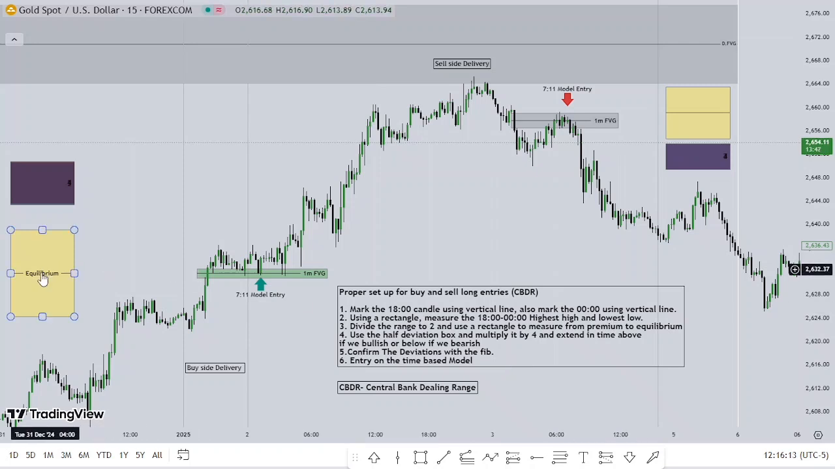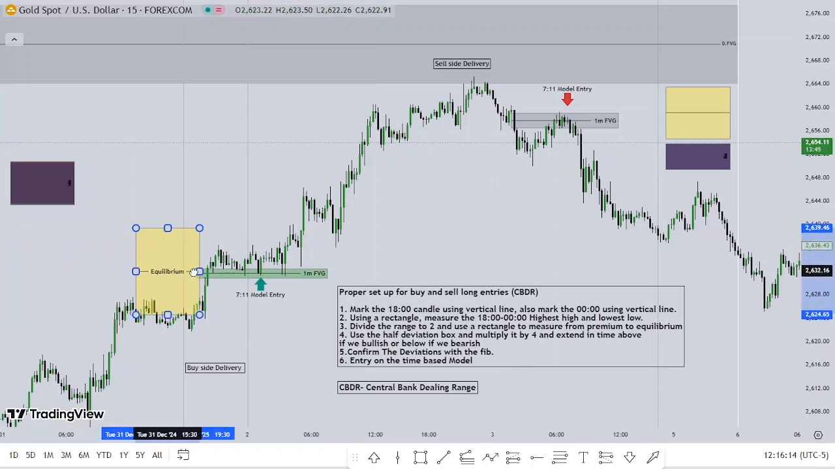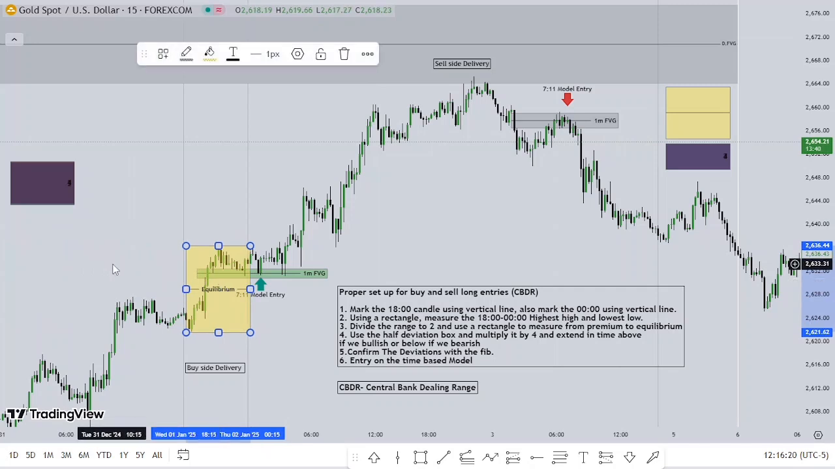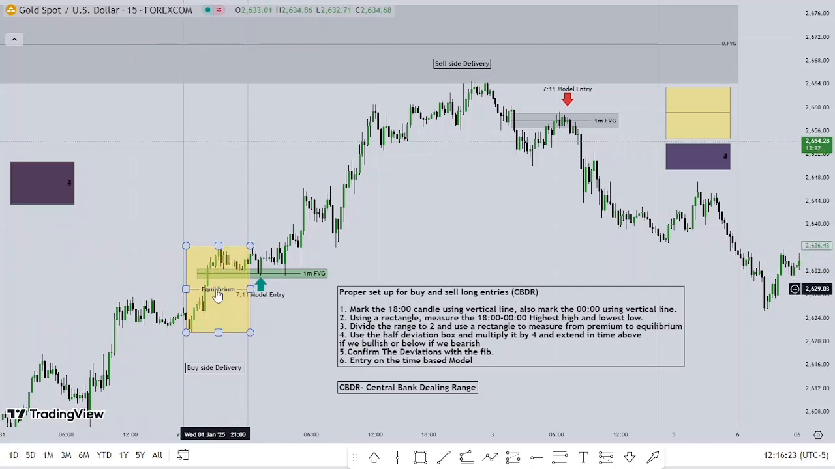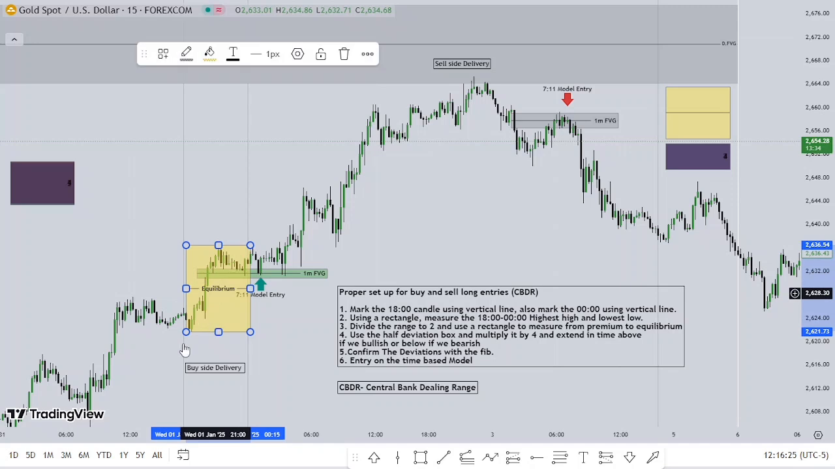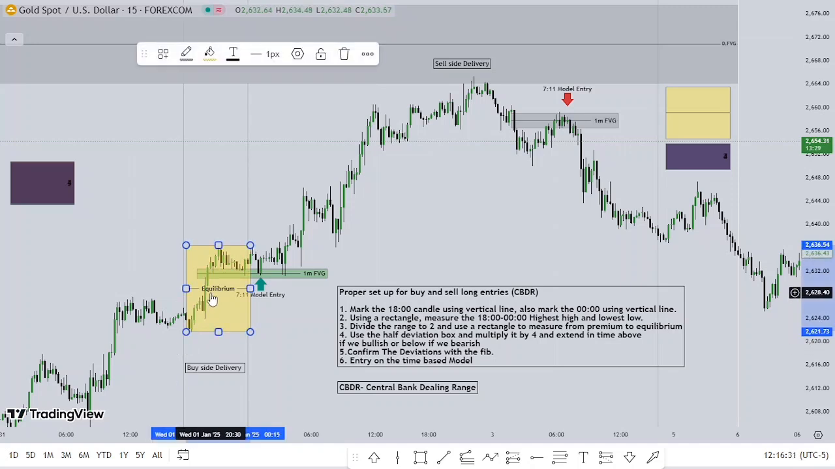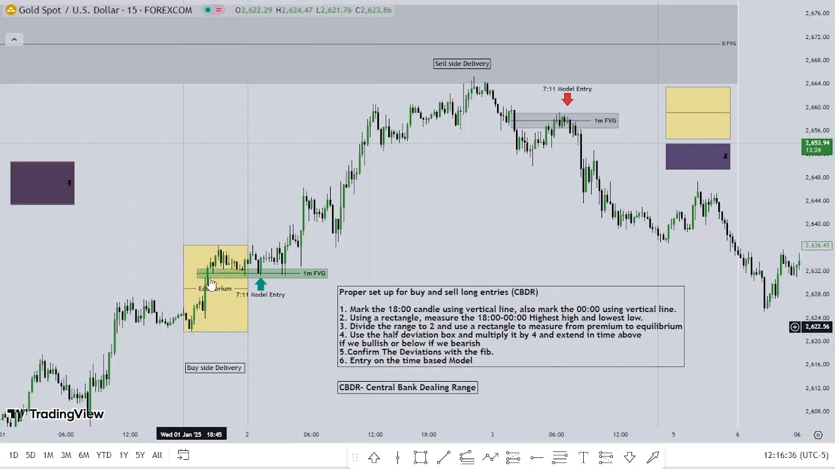So step number 2, use a rectangle, measure the 18 hours to 00 hours highest high and lowest low. So this is the box. I already fixed the box here to make the lesson easier. So this is the lowest low. Let me put it properly. Yes, this is the lowest low between 18 hours and 00 hours. This one here is the lowest low. This is the highest high. So you just take your regular rectangular box, this one, and you just mark from this high to this low. So this is the low that I'm specifying here.